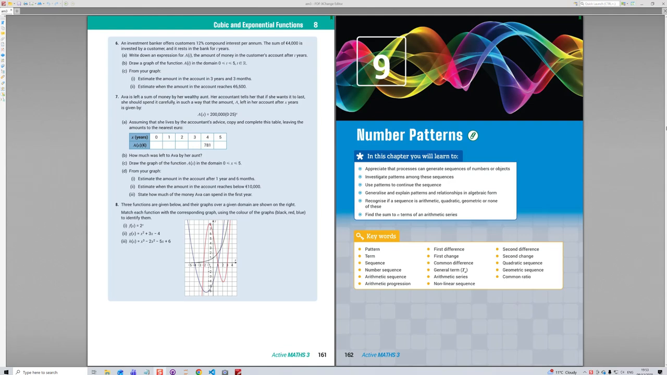Okay, welcome back. So we're just going to go through your book slowly, I suppose, and see what we're looking at when we're studying pattern. So in this chapter, you will learn to appreciate that processes can generate sequences of numbers or objects, investigate patterns among these sequences, and use patterns to continue the sequence.